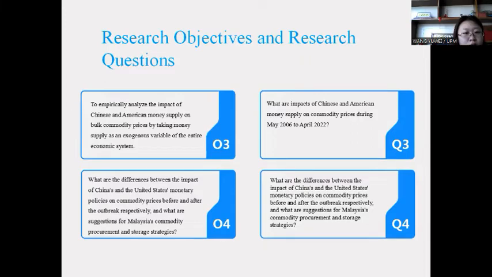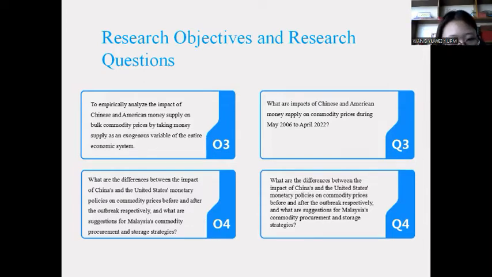Objective 3 is to empirically analyze the impact of Chinese and American money supply on black commodity prices by taking money supply as an exogenous variable of the entire economic system. And question 3 is the impact of money supply on quantitative prices.